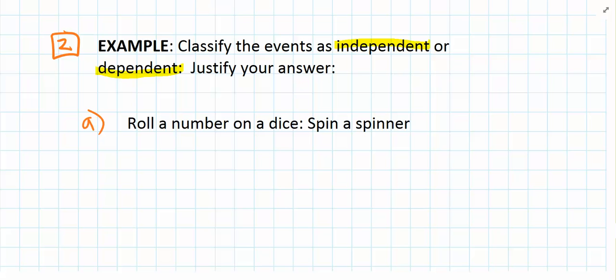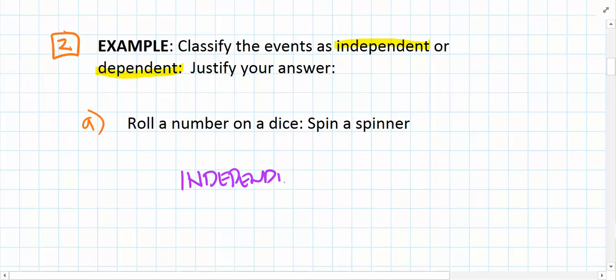Those would be independent events. Why do you say that? Because the number on the dice has no effect on what happens on the spinner. So I would definitely say that these events are independent, because one does not affect the other. So far, so good. Pretty straightforward. Everyone cool with that part?